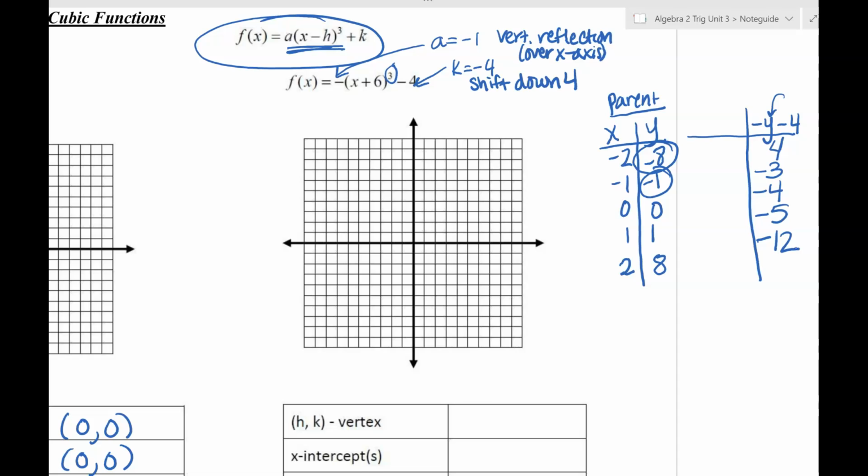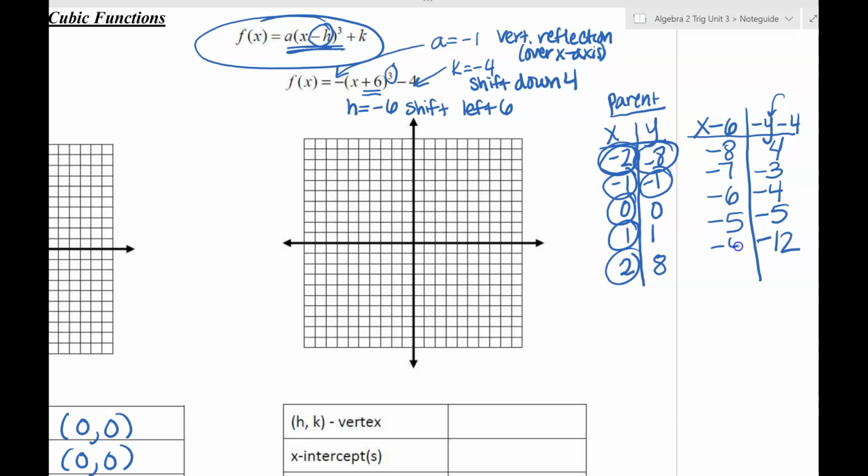The next thing I want to look at are the horizontal changes. We only have one horizontal change here. Remember, that's technically an h value of -6 because our formula is composed of an x minus h quantity. And that would be equivalent to a shift left 6. And we would calculate that by taking the x-coordinates and subtracting 6 to move them left 6 on the graph. Now I will take every x value and transform them in this way. So -2 minus 6 is -8. -1 minus 6 is -7. 0 minus 6, 1 minus 6, and 2 minus 6.